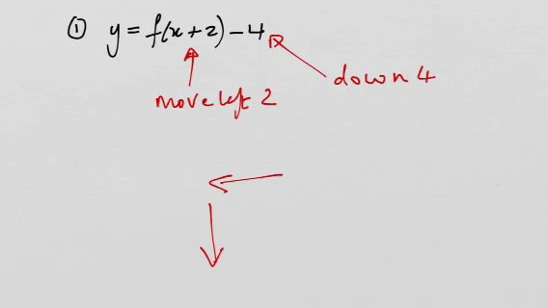So if you take each of the points in turn, for example, negative 2, 4, if you were to move that left 2, you'd go to negative 4, and if you moved it down 4, you would go to 0. So if you do that for each point that's on the graph.